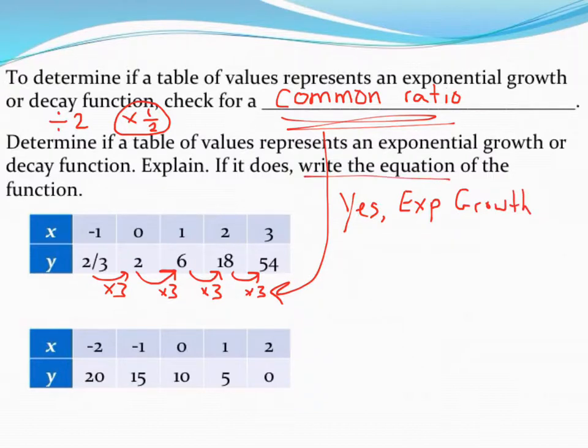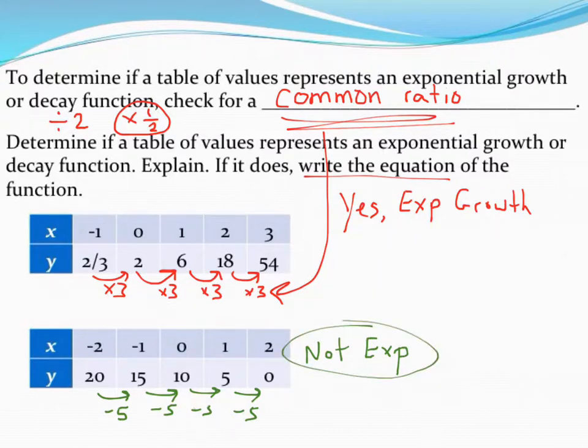In my second table of values, again, I want to look for a pattern. And I do notice a pattern. To go from 20 to 15, I'm subtracting 5, and I see that that's consistent all the way along the table. I'm subtracting 5, I'm subtracting 5, and I'm subtracting 5. Even though I find a pattern, that's not a common ratio. A common ratio needs to be a number that you're multiplying or dividing by. So this is not going to be exponential. In fact, it's just linear. There's the same number I'm adding or subtracting each time. So this one's not exponential.